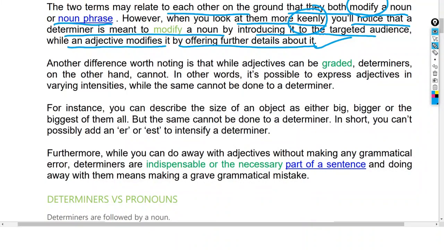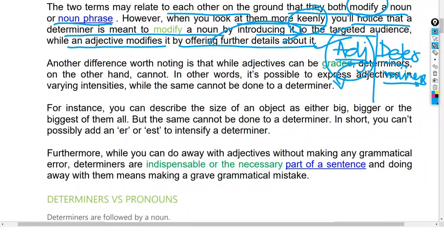Now, when we are talking about the adjectives and the determiners, which one is a little broader? Certainly the adjective is broad. Why is it broad? Because they not only modify the noun, but also offer further detail about it. Means they give a lot of detail, some sort of quality, some sort of quantity, some sort of specific nature added to the noun by the adjective. Therefore, determiners actually fixed.